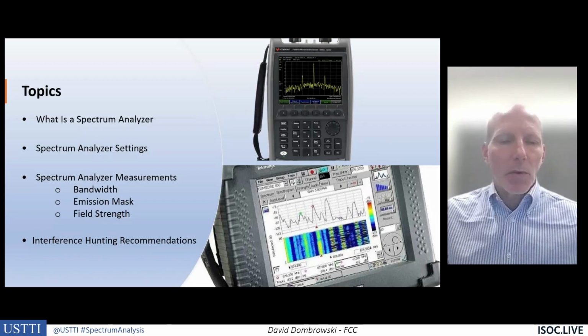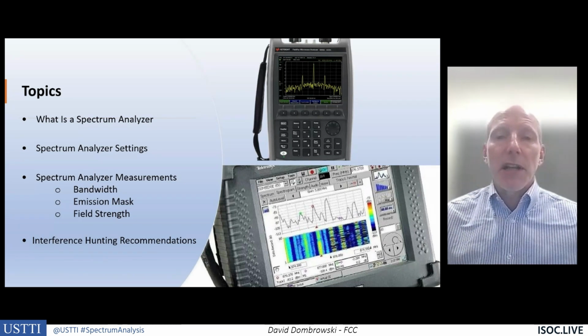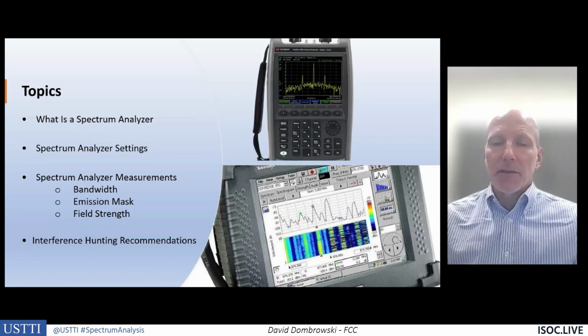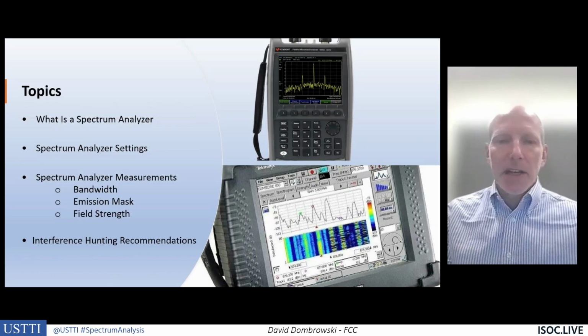And then in the end, we'll talk about some recommendations when you're doing interference hunting. That is when you're looking for radio signals and you try to find where they're located, where they're originating from, what antenna. Sometimes those signals are very weak. We'll give you some tricks on how to locate them with the spectrum analyzer.